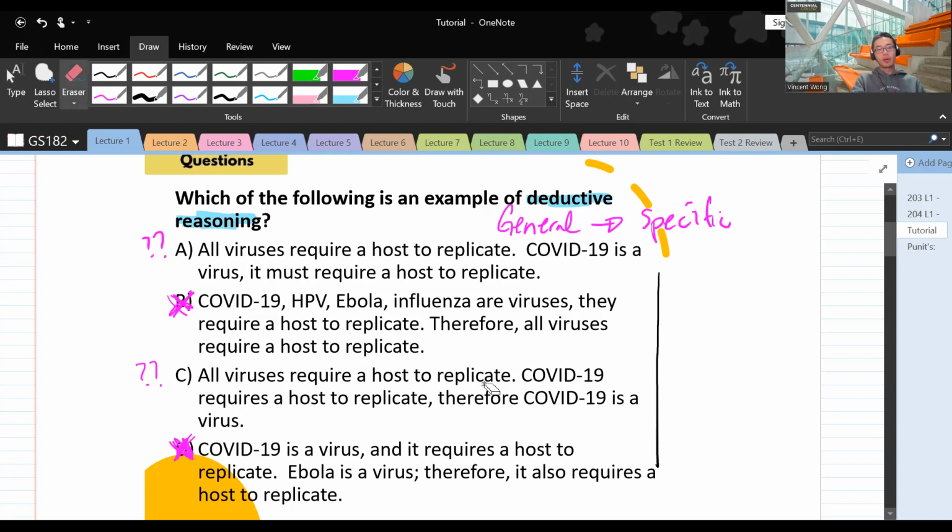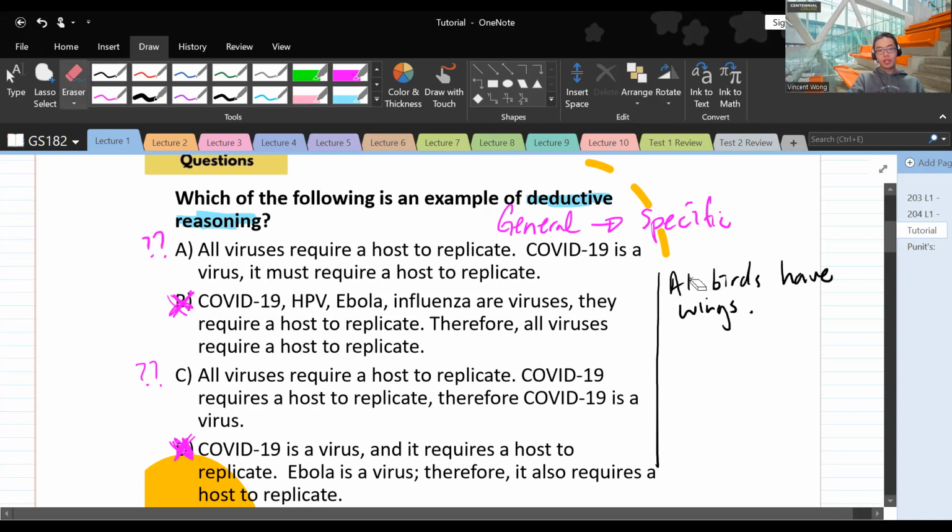So instead of saying all viruses require a host to replicate, I can say, all birds have wings. Okay, so that's my general statement. Instead of saying virus, I'm saying birds. Instead of saying host to replicate, I'm saying wings. Okay. Then I'm going to use an example. I'll say bees have wings. So here it says require a host to replicate, the second part, right? And then the second sentence uses the second part. So that's why I say have wings and have wings.